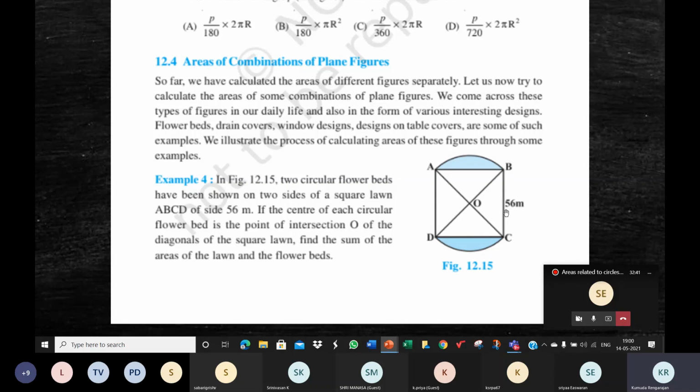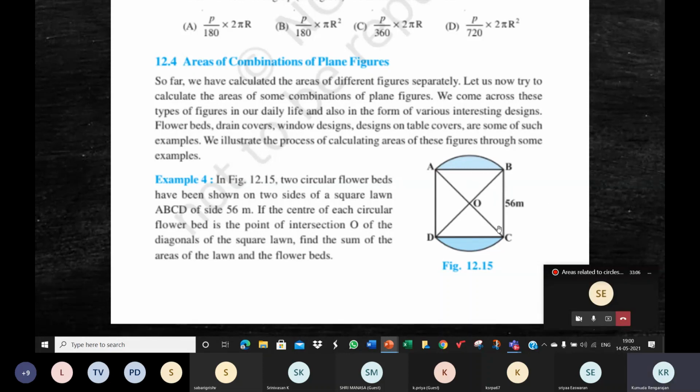Now for the circle, what do you need? Radius. Only if you know the radius of the circle, you can answer anything related to a circle. So we just have one missing piece of information. We do not know the radius. OA, OB, OC, OD, they are the radii. We do not know the value of the radius. If you find the value of the radius, you can answer any question related to this figure. That's how we understand the question.